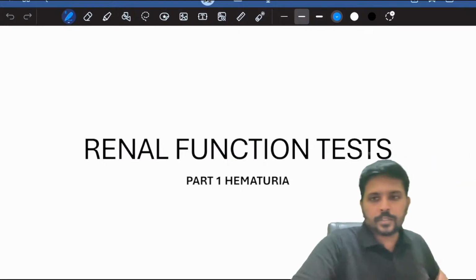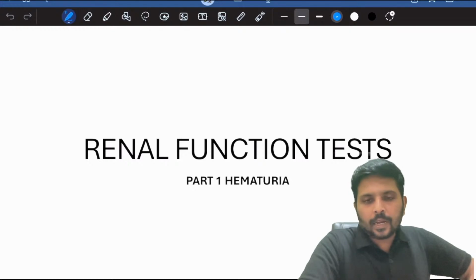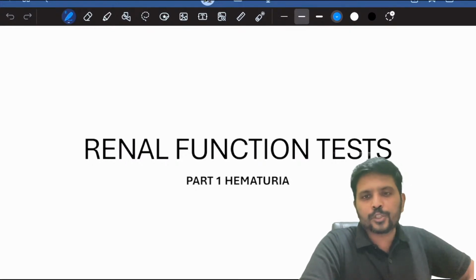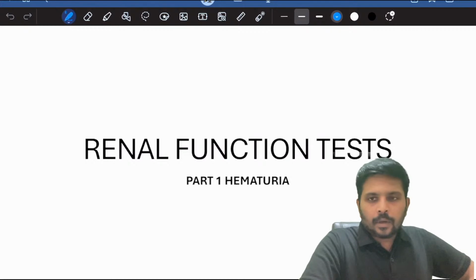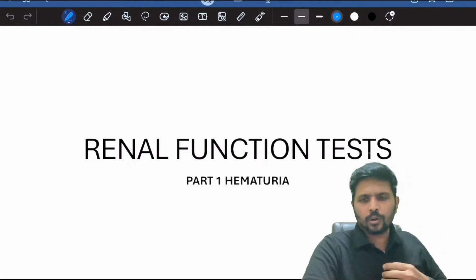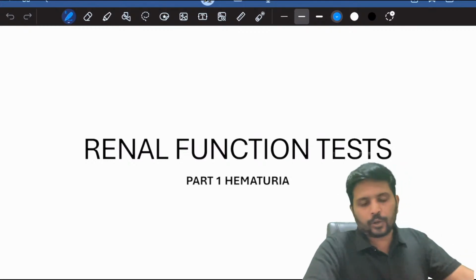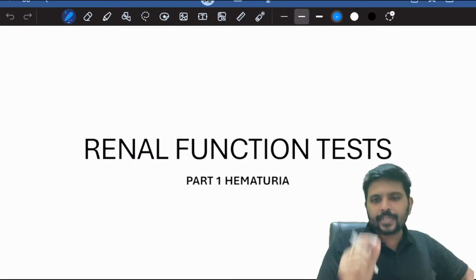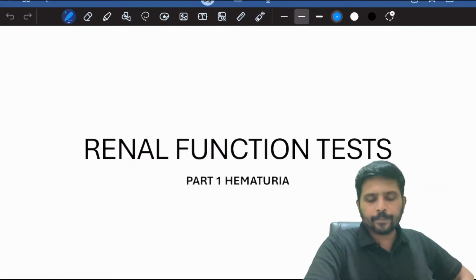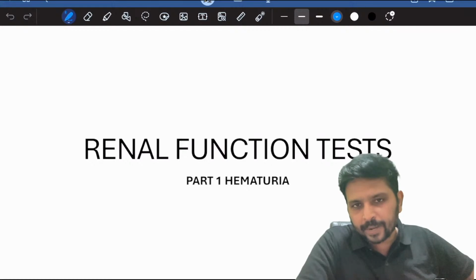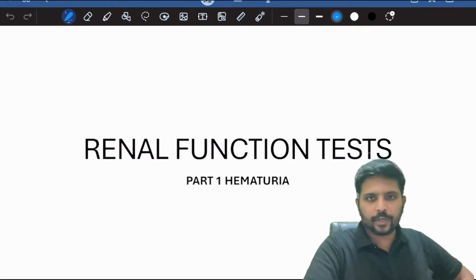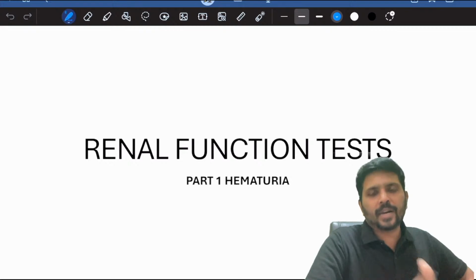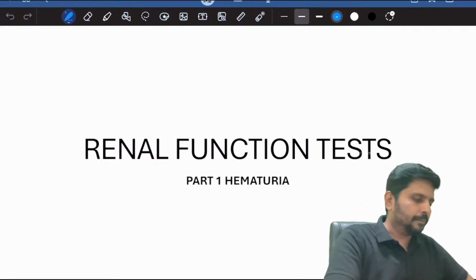Dear students, welcome to Renal Function Test Part 1, Hematuria. And there are so many tests to assess the renal function. But today we are going to concentrate only on hematuria. Okay, what do you mean by that? The red colored urine. That is what the patient is going to say. That is what the mother is going to bring the child for.